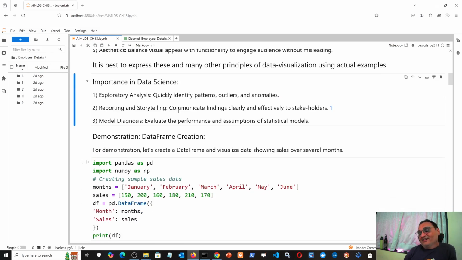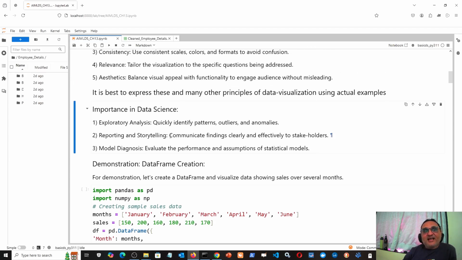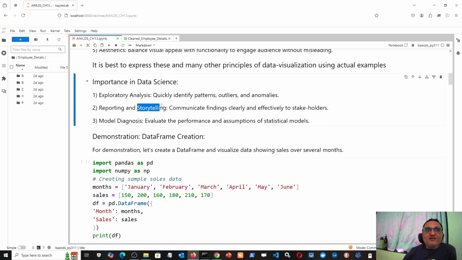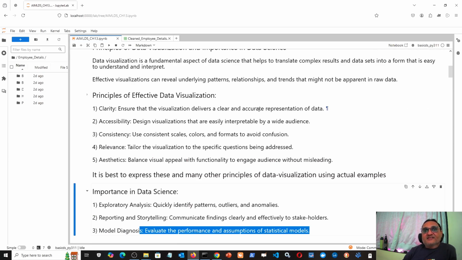In fact, still today 70 to 75% of data science projects are abandoned at the proof of concept stage. And one major reason is that they are not effectively conveyed to the higher management through great storytelling. And the model diagnosis, that is also important.